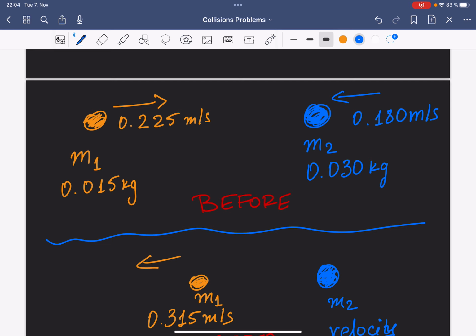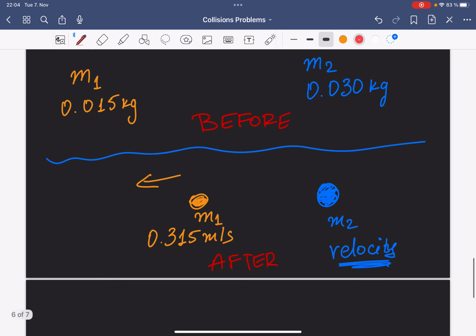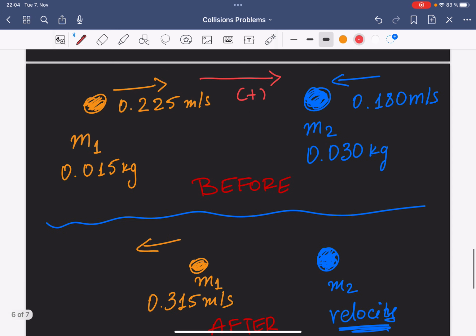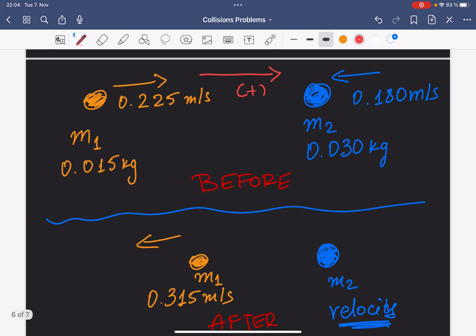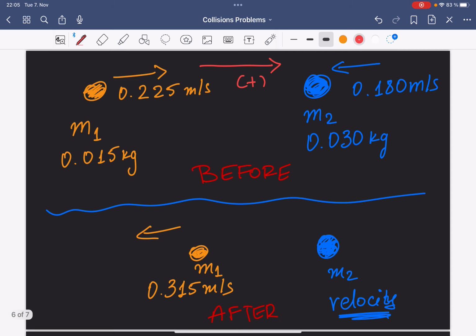But what most people do is that usually they take to the right as the positive direction, and then you show it with this arrow and the plus. So anything that goes to the right, you assume it's positive. So in the beginning, the M1 is moving to the positive side, and then M2 is moving to the negative side. And after the collision, we have M1 that is bouncing off M2, and it's going to move in the negative direction. And this will play a big role in the calculations of momenta before and after.